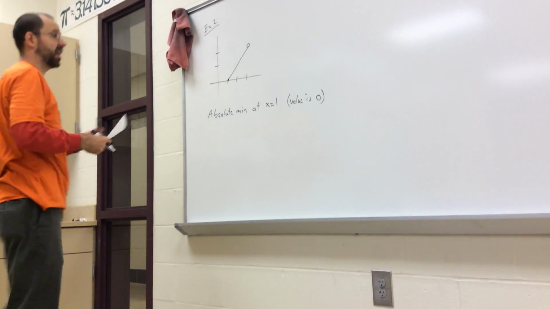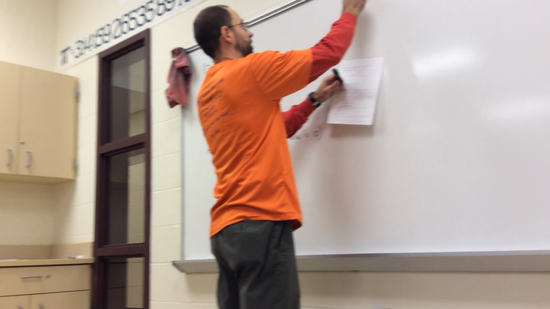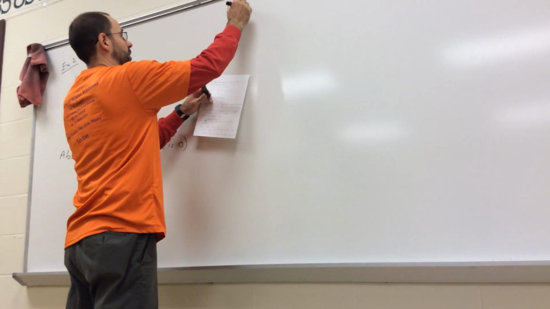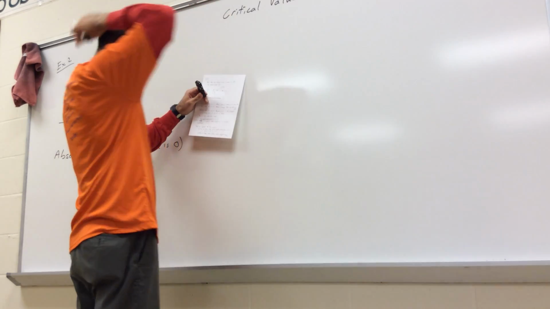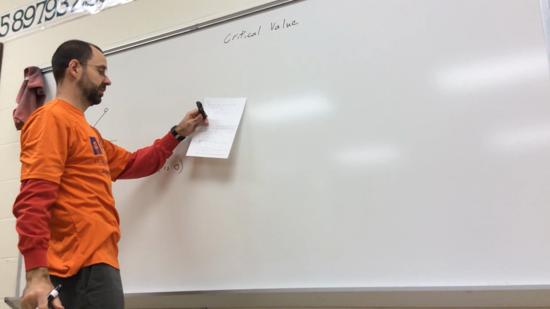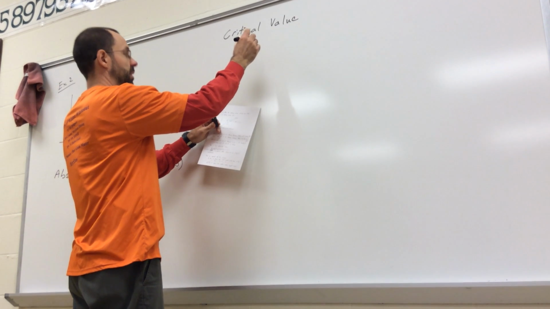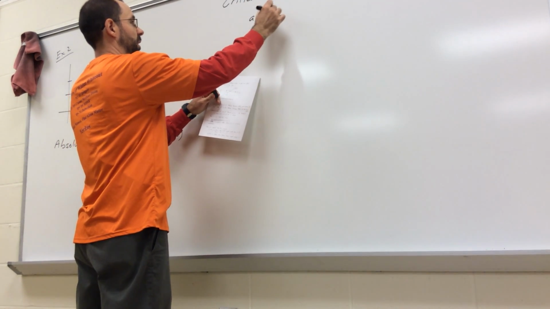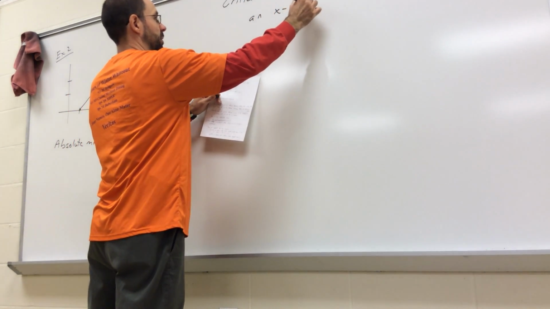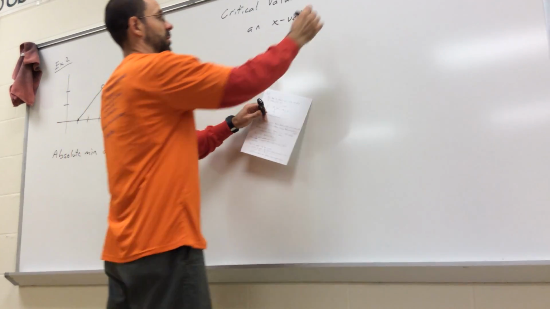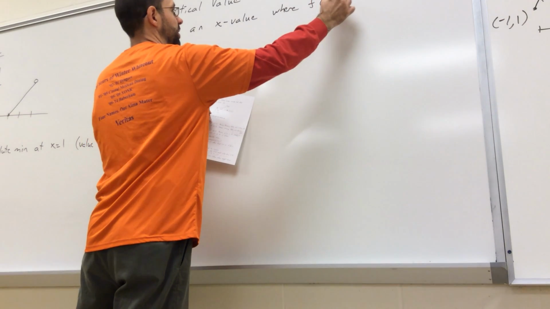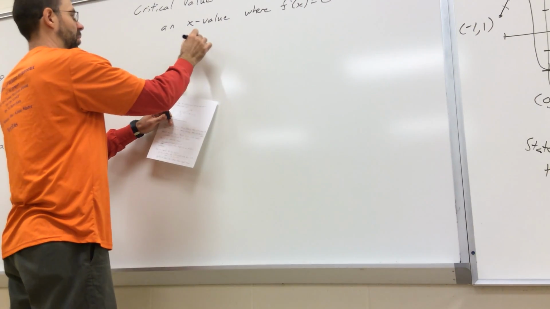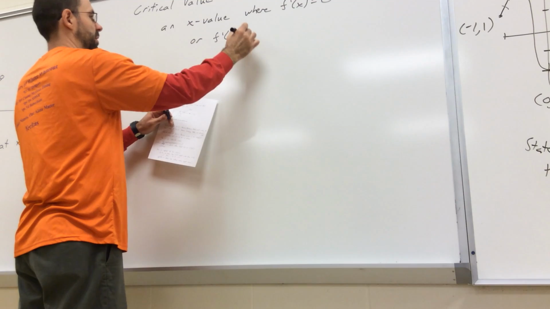Okay, the next concept is called a critical value. And a critical value is an x value where f prime of x equals 0 or f prime of x is undefined.